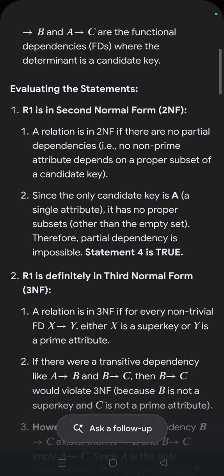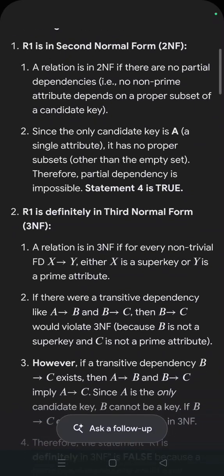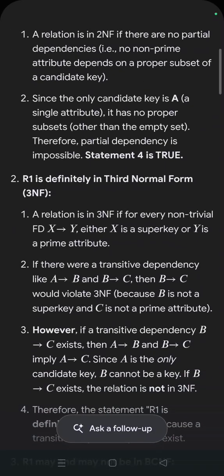Since the only candidate key is a single attribute, it has no proper subsets other than the empty set, so therefore partial dependency is impossible. So statement 4 is true. R1 is definitely in the third normal form.